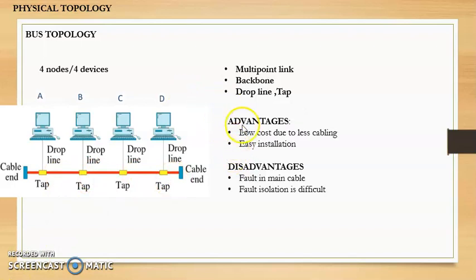Next, let us see the advantages of bus topology. First advantage is that it has a lower cost due to less cabling. Now in this figure we can see that every device requires only one cable in order to connect to the backbone. So as a result, number of cables will be less, hence it has a lower cost. Second advantage of bus topology is that it is easy to install. That is, we just need one long cable and then connect all the devices to it.